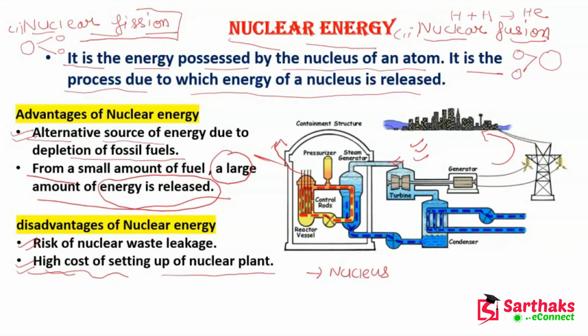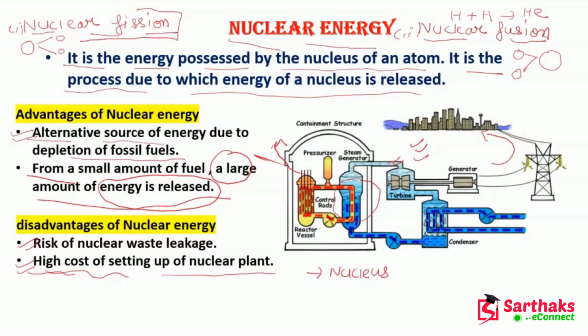Now this steam is sent to the condenser, and the condenser condenses the steam and converts it into liquid water, and this water is again sent to the part where heat is released, and this process goes on and we get continuous electricity. Okay, I hope guys this point is clear to you.